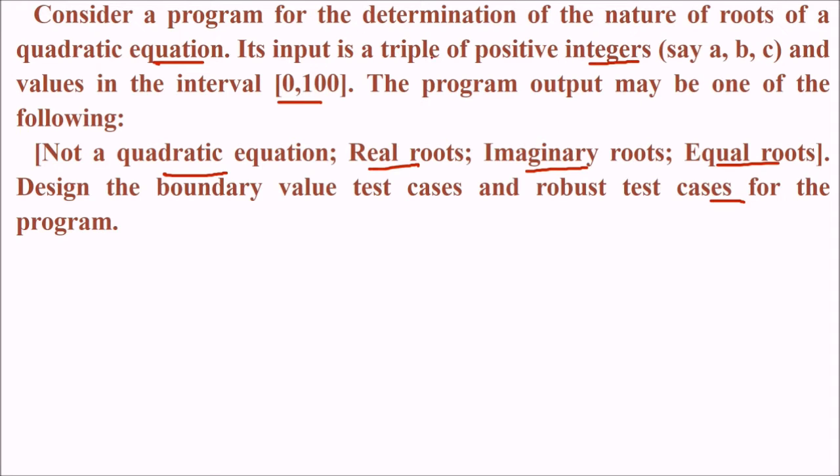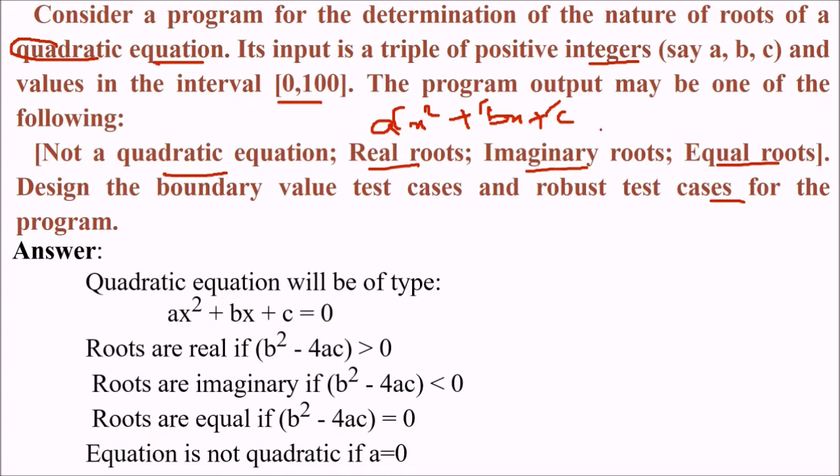Again, this program is to find out the nature of the roots of a quadratic equation of this form: ax square plus bx plus c. So this is your quadratic equation. Now what the roots may be, you are aware of the Sridharacharya formula, and the triplet is a, b, c. Values are from 0 to 100, and these are the possibilities of the result. The roots are real if and when, you know the Sridharacharya formula.